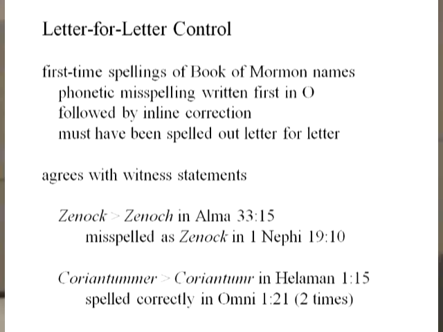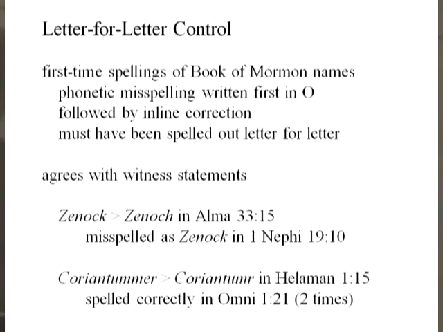And finally, there's letter-for-letter control. I've talked about this quite a bit. The people witnessing the translation said that Joseph Smith would, when the scribe needed it, spell out the difficult Book of Mormon names. And we find clear evidence of this in the original manuscript. I particularly like the last one, Coriantumr.